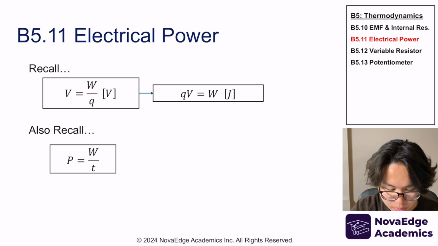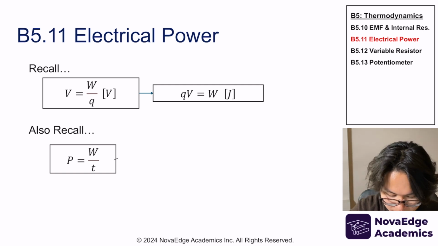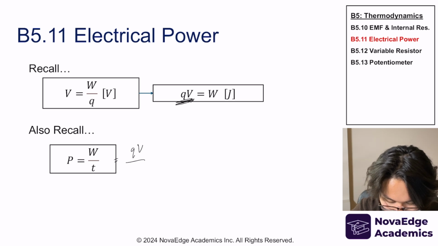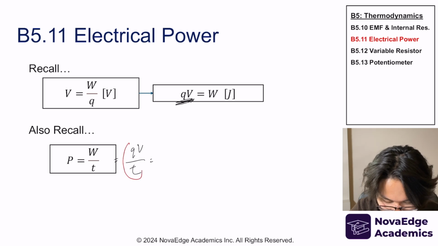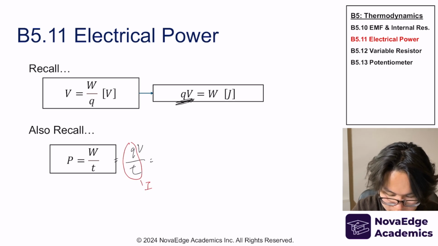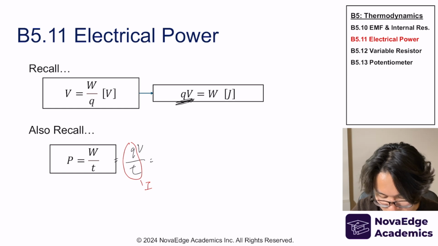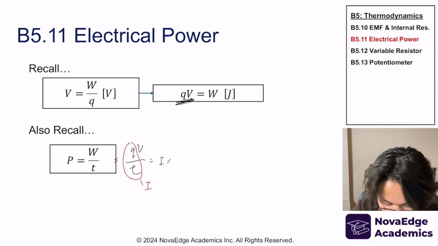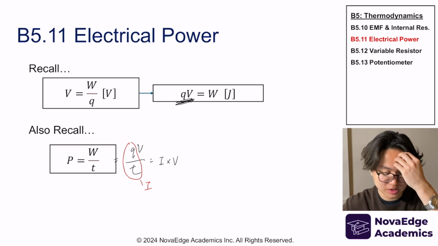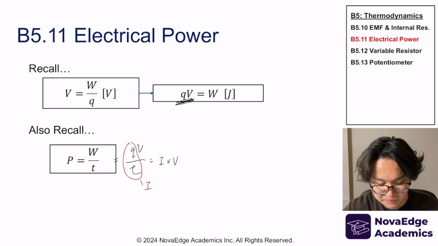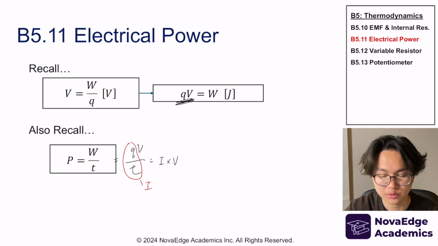So let's incorporate this in terms of electrical. Well, we know work is equal to this, so QV over T. We also know that Q over T is current. So essentially speaking, power is equal to current times voltage. That's actually it. I'm just showing you the derivation so you can see that it makes sense, okay? So power is just current times voltage.